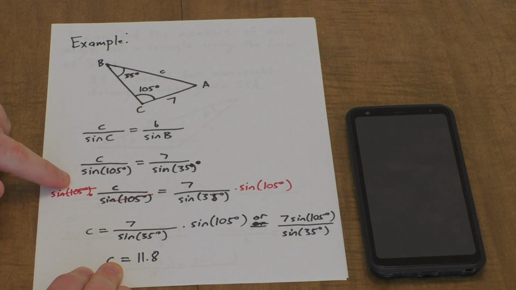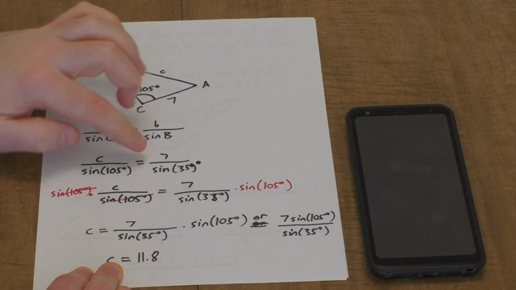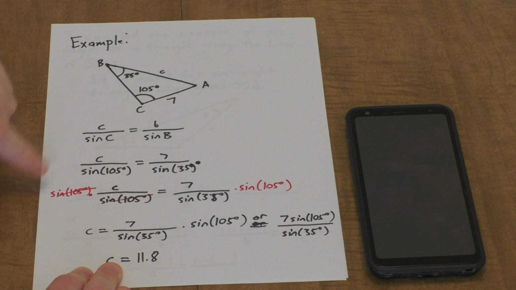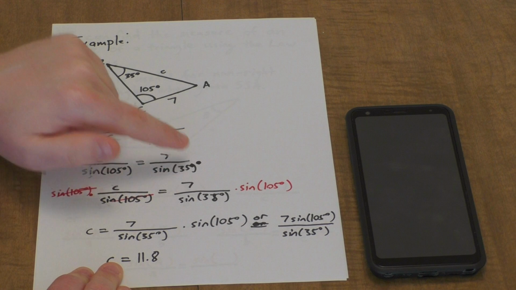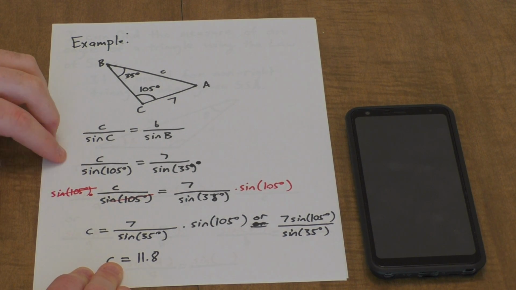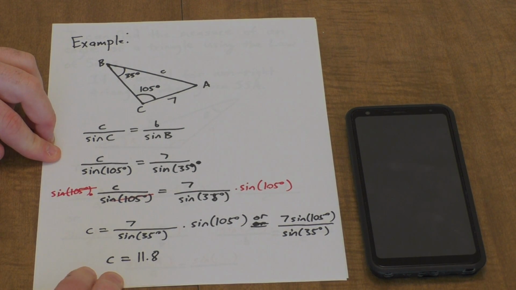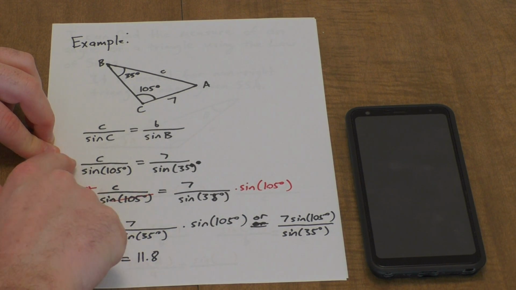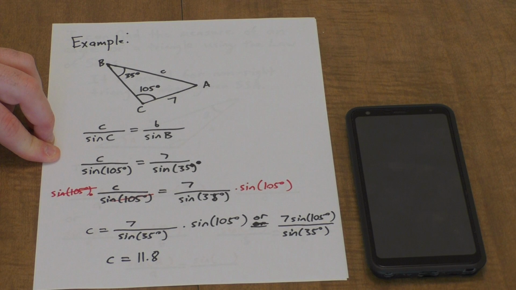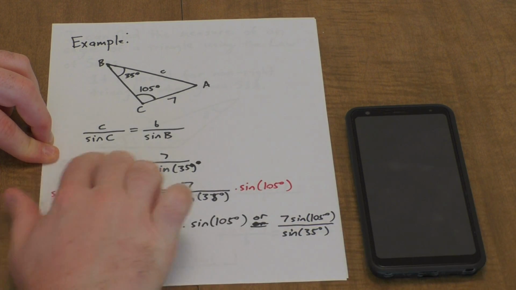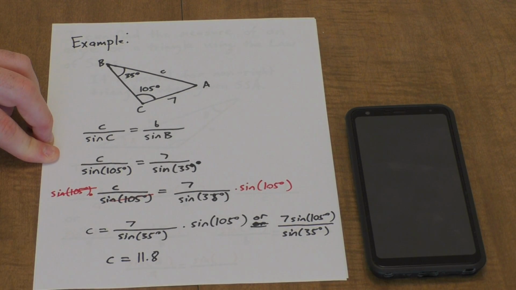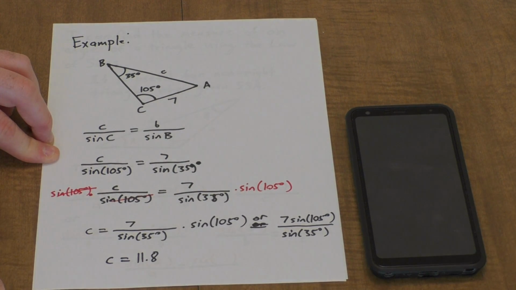The angle C is 105, so sine of 105, and side B, which is 7, over the angle, which is 35, sine of 35. Okay, so we set up our equation here: c over sine of 105 equals 7 over sine of 35 degrees. To solve, we're just going to multiply by sine of 105 on both sides. Just treat it like a number. If I had a number in the denominator, I multiply by that number. Same thing here. We do that to both sides.